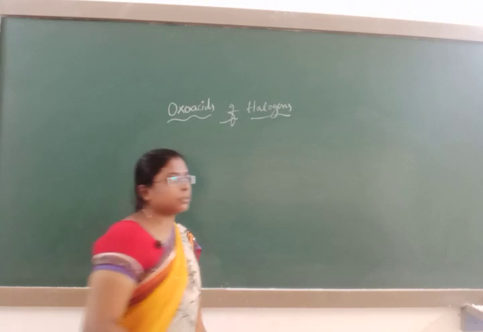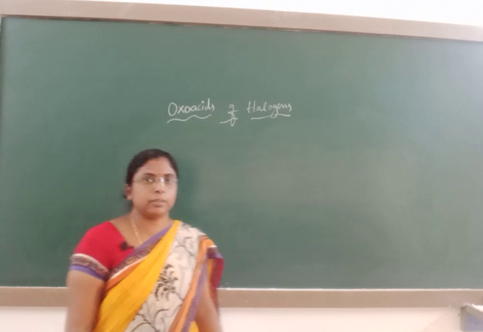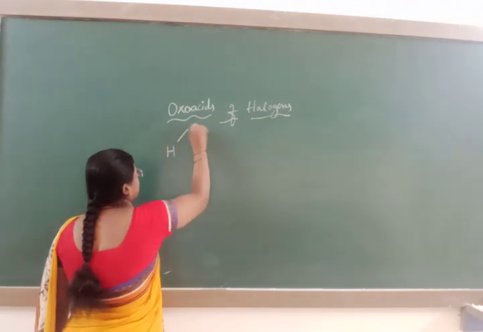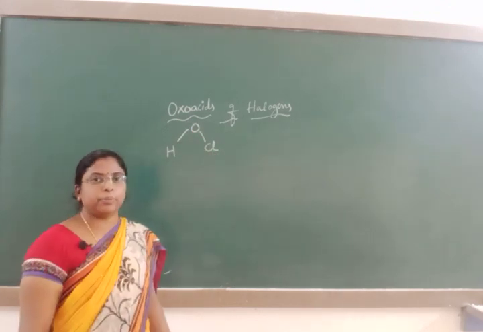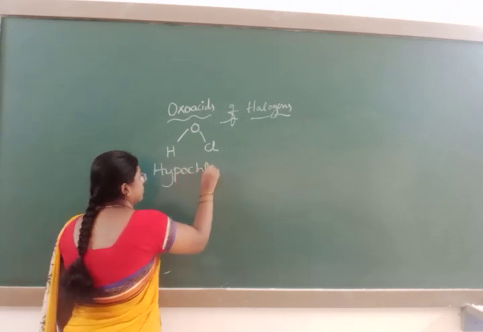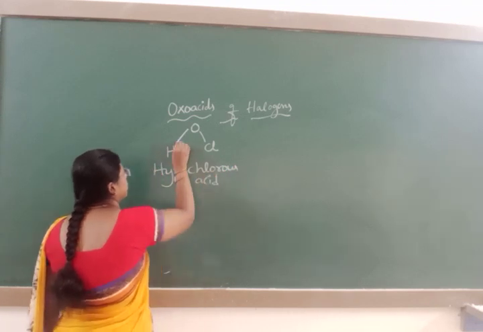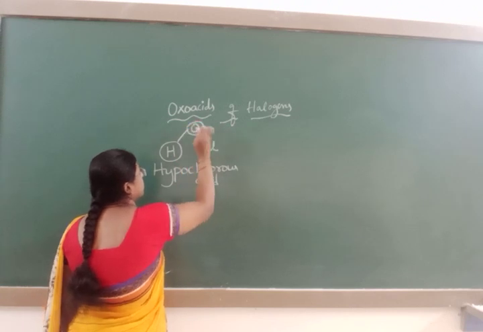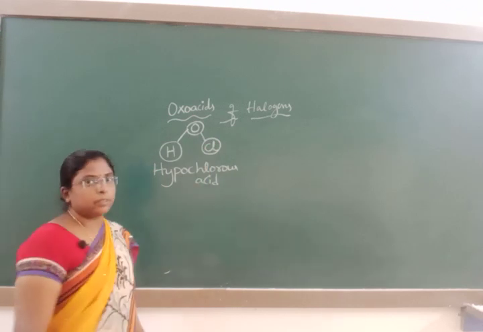In oxo acids of halogens, here I will take the halogen as chlorine, as mentioned in the syllabus. HOCl is known as hypochlorous acid. I can put even the small circle just around the elements. Hypochlorous acid is HOCl.